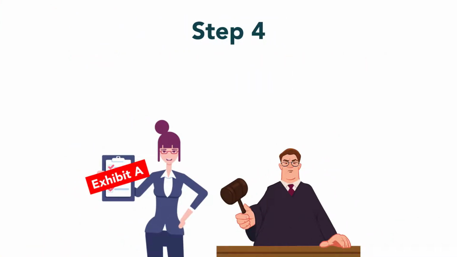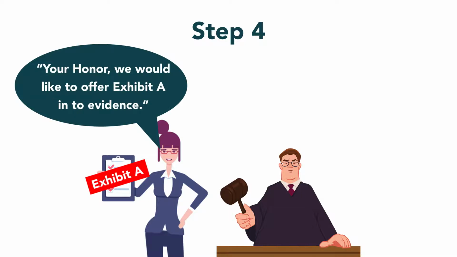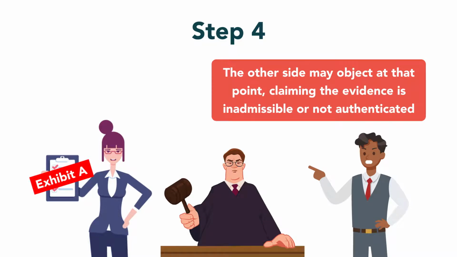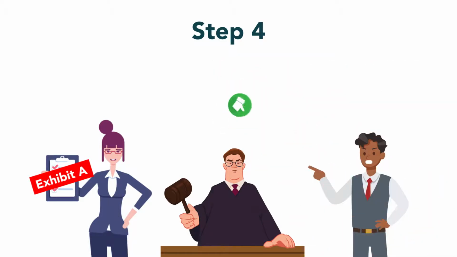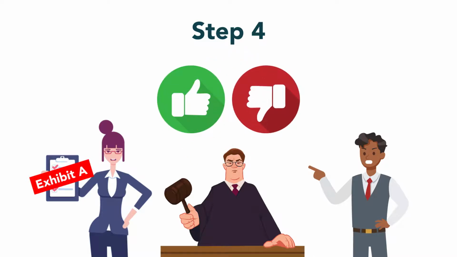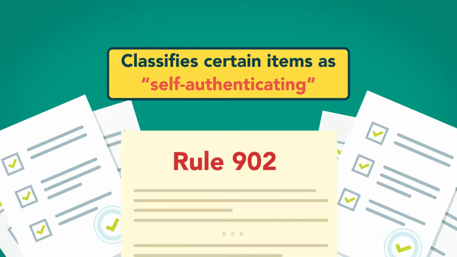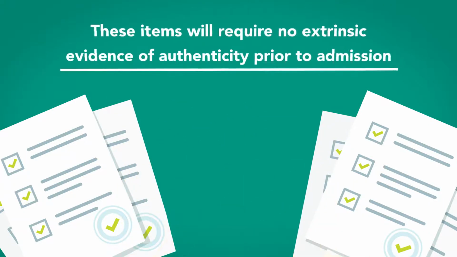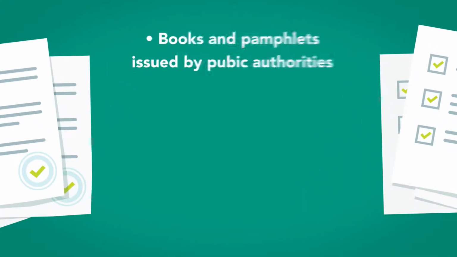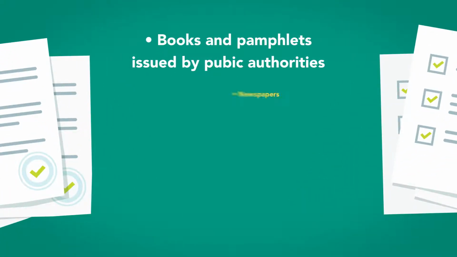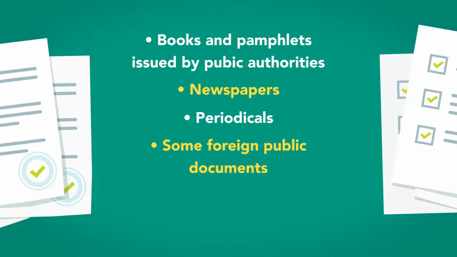The attorney presenting it will say something like, "Your Honor, we would like to offer Exhibit A into evidence." The other side may object at that point, claiming that the evidence is inadmissible or not authenticated. The judge then responds by either admitting the evidence or excluding it. Rule 902 classifies certain items as self-authenticating, meaning that these items require no extrinsic evidence of authenticity prior to admission. These include books and pamphlets issued by public authorities, newspapers, periodicals, some foreign public documents, and some notarized documents.